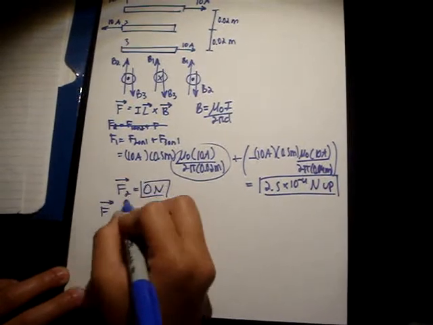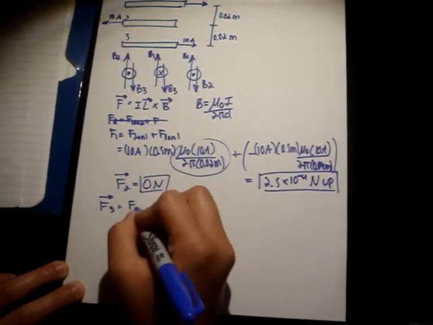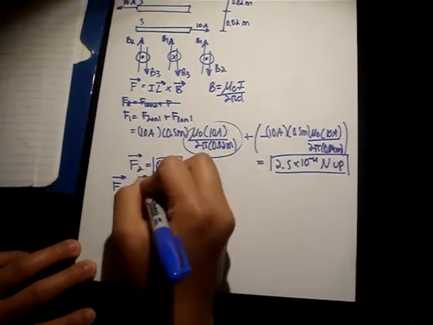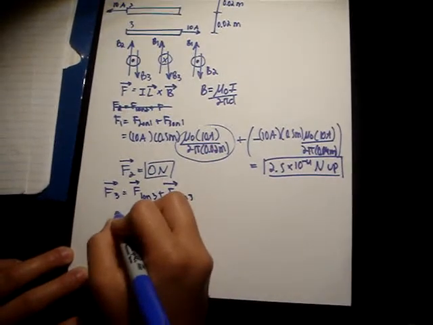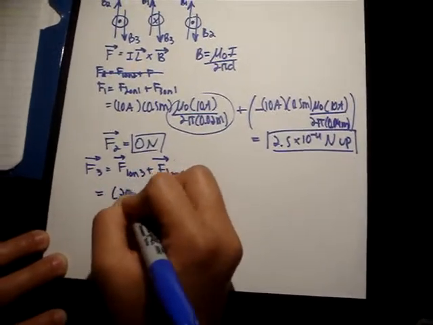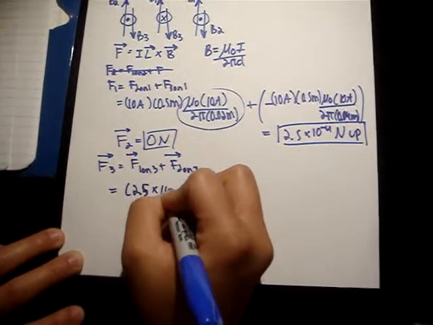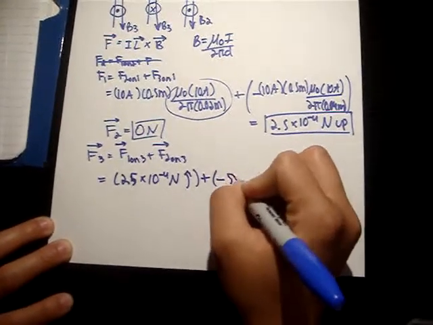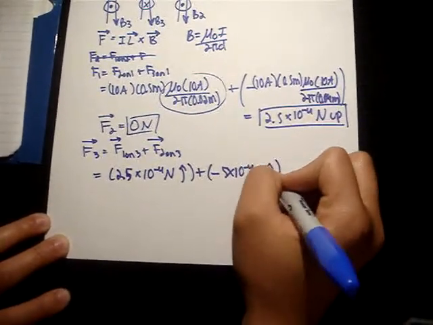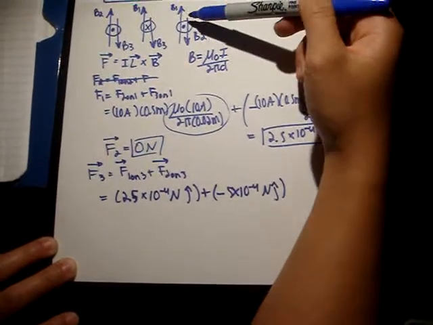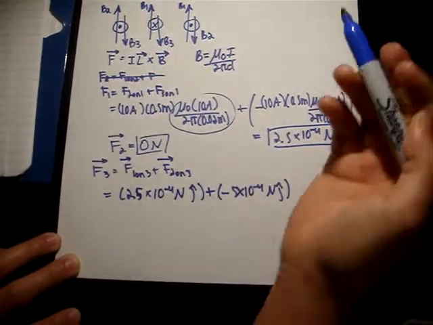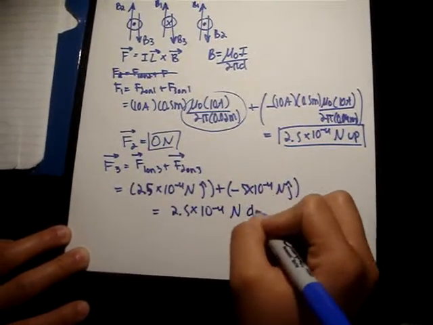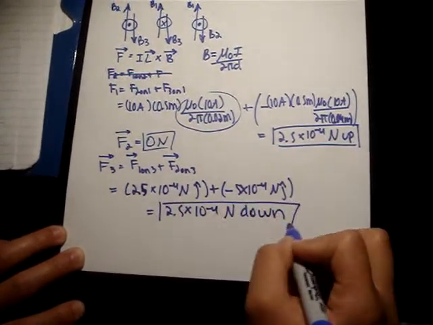So the net force on 3 will be equal to the force of 1 on 3 plus the force of 2 on 3. You plug in your values again, and you'll get 2.5 times 10 to the negative 4 newtons J hat plus negative 5 times 10 to the negative 4 newtons J hat, since the magnetic field due to the second wire is going down, and you'll get 2.5 times 10 to the negative 4 newtons down. And that's the net force on the third wire.